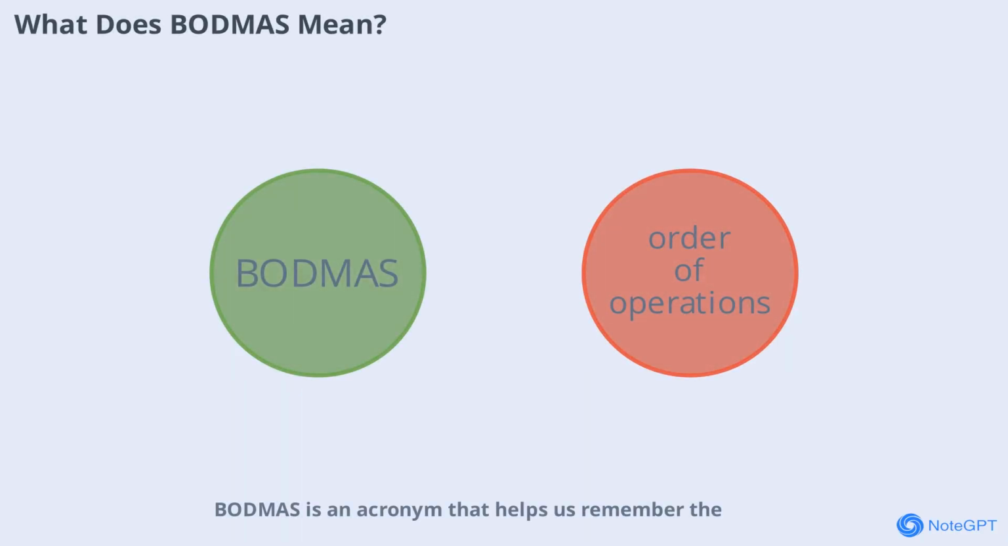BODMAS is an acronym that helps us remember the order in which to perform operations in a mathematical expression. Each letter stands for a specific operation: B for brackets, O for orders, D for division, M for multiplication, A for addition, and S for subtraction. This order is followed universally in mathematics to avoid ambiguity.